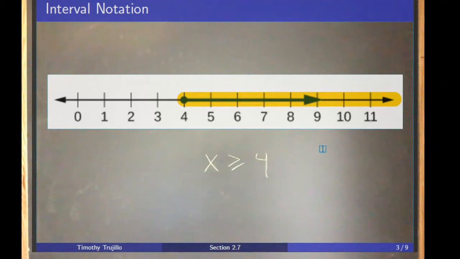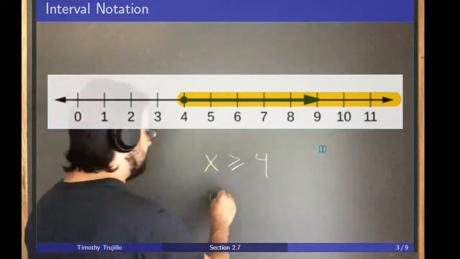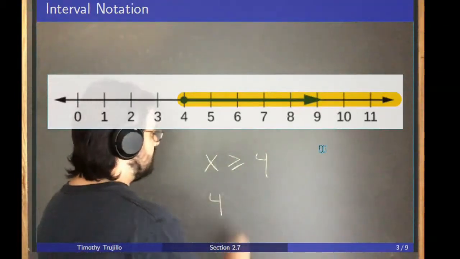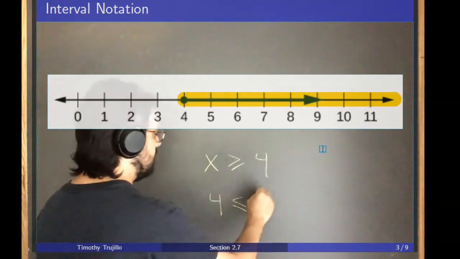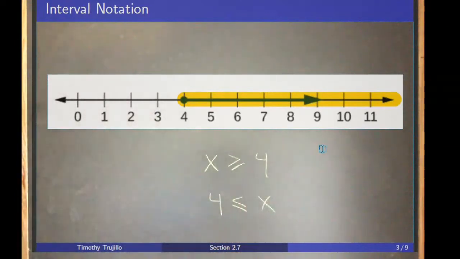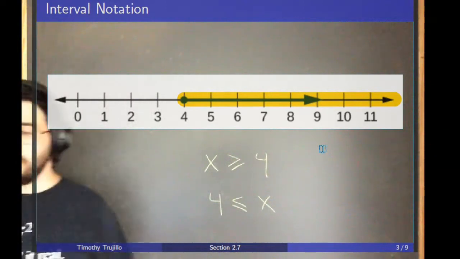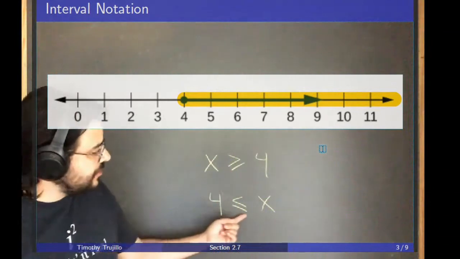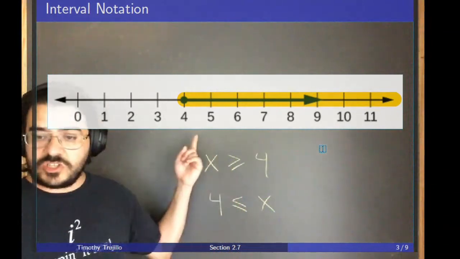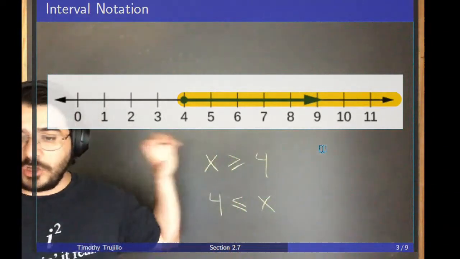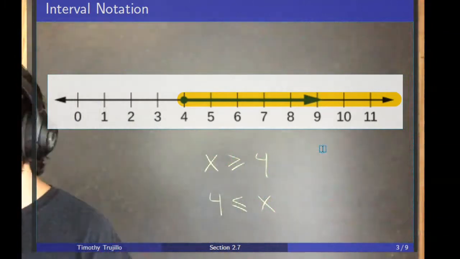And we could write it in another way as well. We could put the 4 on the left-hand side here, and we would switch this inequality around, and we could write it this way. So this is saying 4 is less than or equal to x. In other words, this is just another way of saying the x's that are bigger than or equal to 4. And here I'm putting an equal sign underneath because there's this dot right here at the 4, right? It's a closed dot, so it's telling us that we should include it.